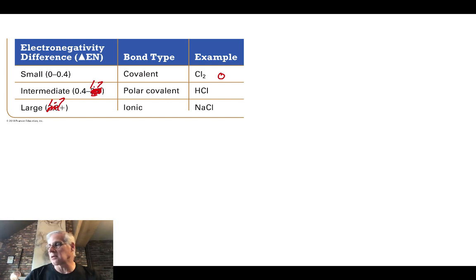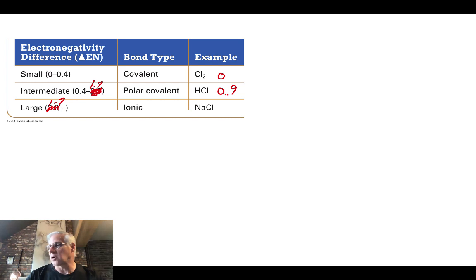With HCl, I'm not quite sure what the difference in electronegativity there is. I want to say it's 0.9, if I remember right, it's close to that. So that falls in that range between 0.4 and 1.7. So that bond is going to be polar covalent.